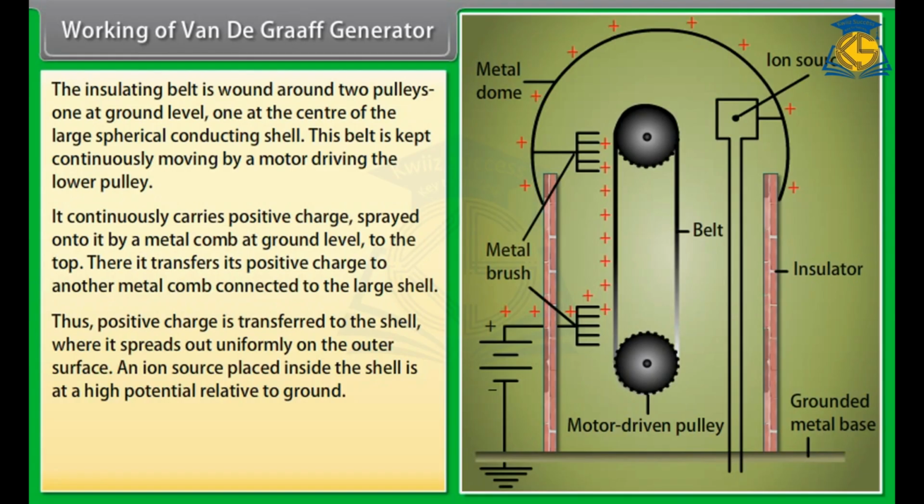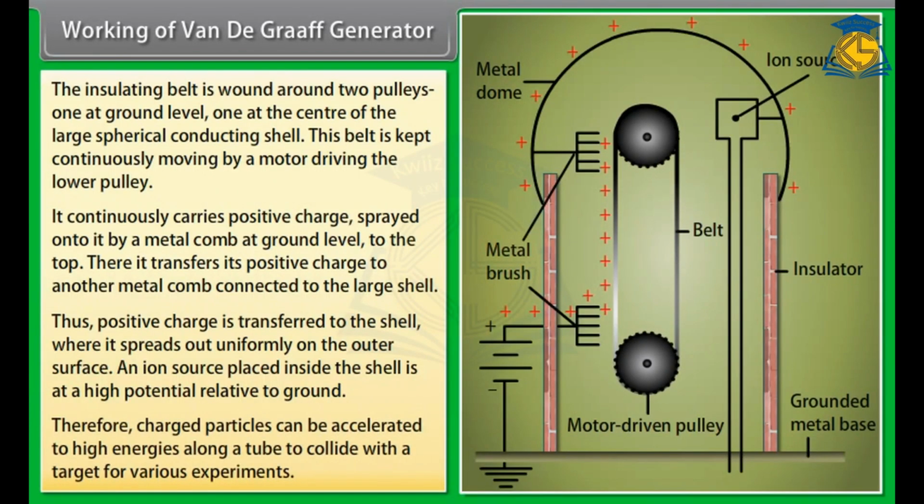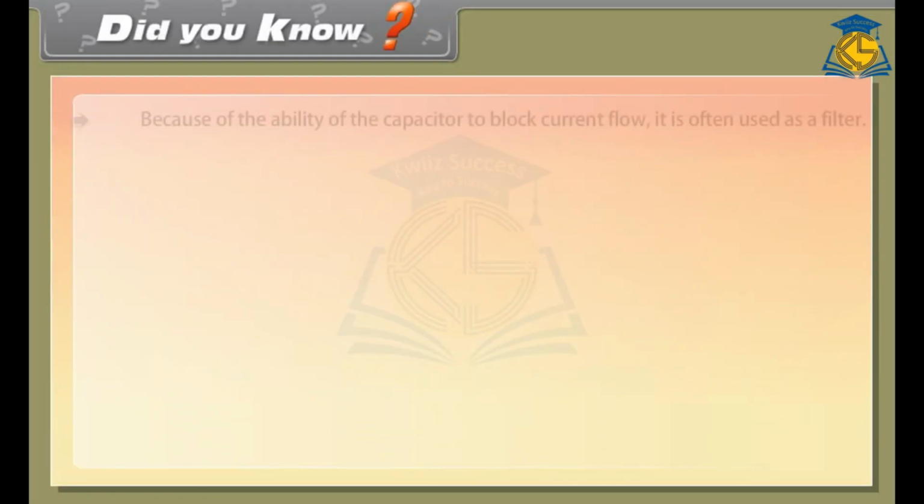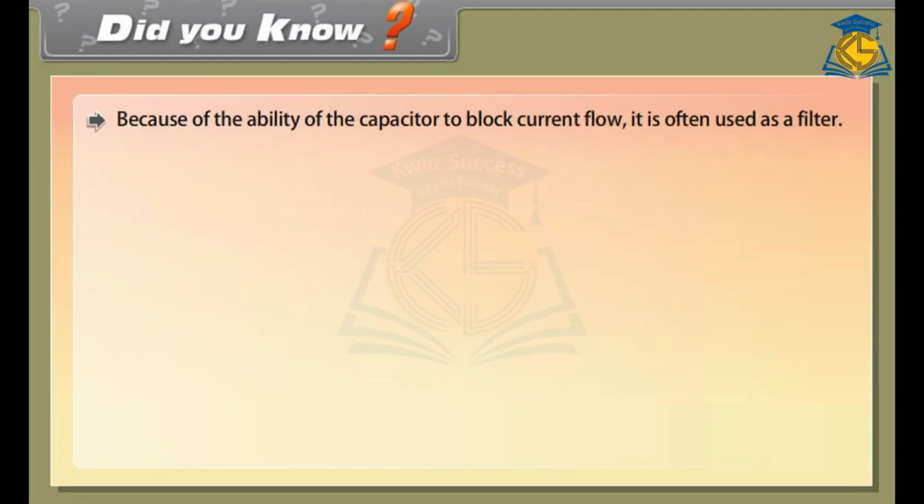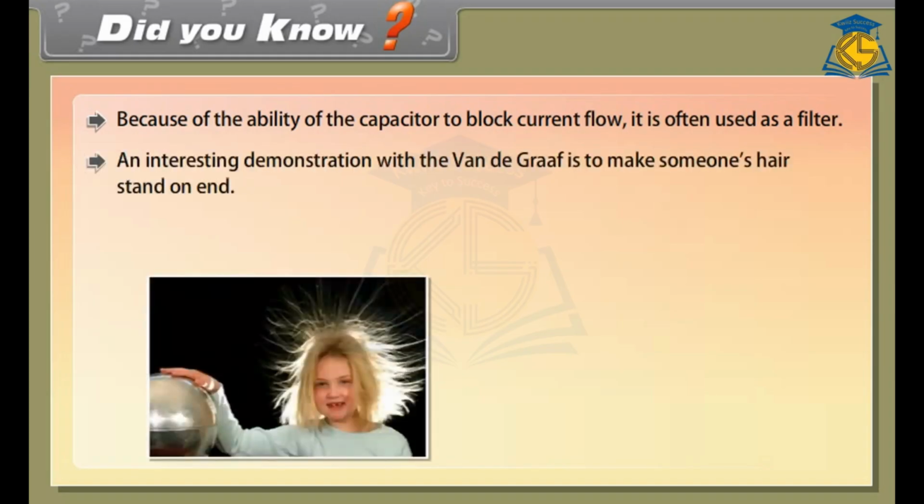An ion source placed inside the shell is at a high potential relative to ground. Therefore, charged particles can be accelerated to high energies along a tube to collide with a target for various experiments. Did you know? Because of the ability of the capacitor to block current flow, it is often used as a filter. An interesting demonstration with the Van de Graaff is to make someone's hair stand on end.